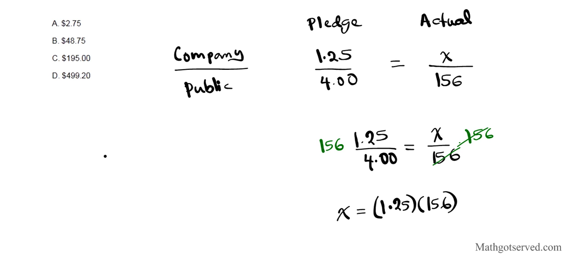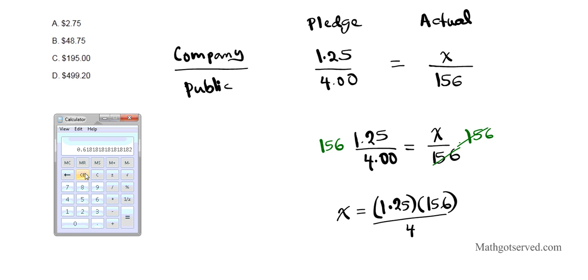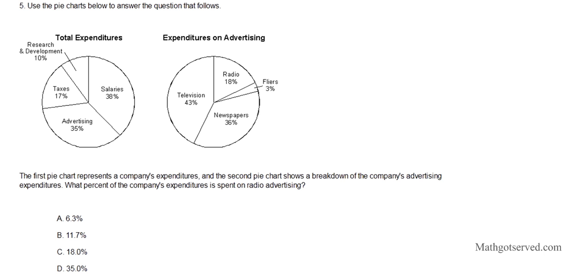We're going to do this with a calculator. 1.25 times 156 divided by 4 gives us $48.75. So the company is going to donate $48.75. The answer is option B. Okay, let's move along to question 5.